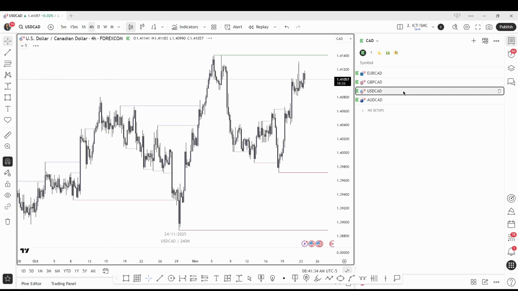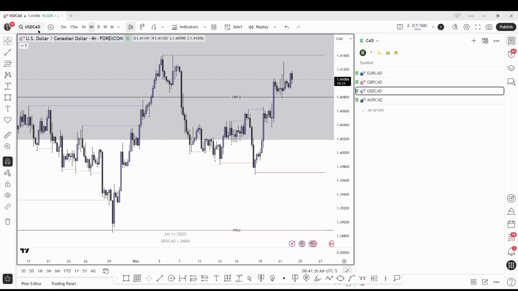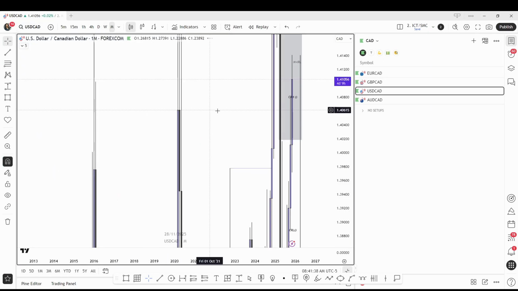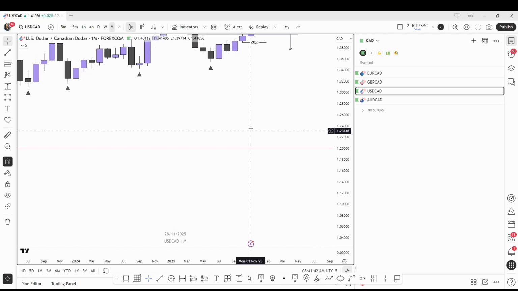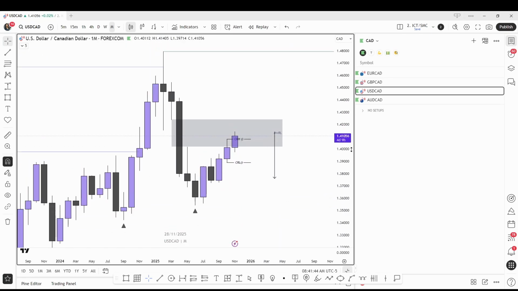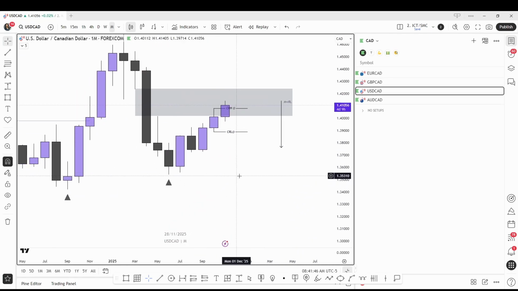Moving on to USD CAD, we are actually in this gap on the monthly. And if you guys notice, these are all monthly to daily moves. That just happens to be where price is right now. So we're in this gap. Now, normally on the market maker model, we would go from the monthly to the daily.